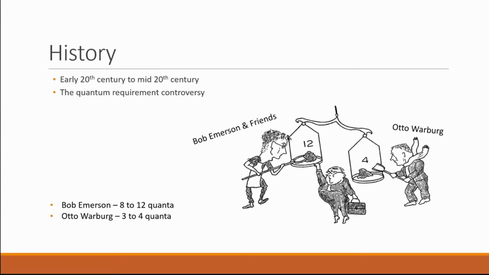And the correct answer is by Bob Emerson and friends with a quantum requirement of 12. Well, actually, that ranges from 8 to 12. It doesn't have a specific value, of course. While Otto Warburg's range lies from 3 to 4. So as you can see, it's pretty different. Bob Emerson said that it requires 2 to 3 times more. So that's a pretty big difference in mind.